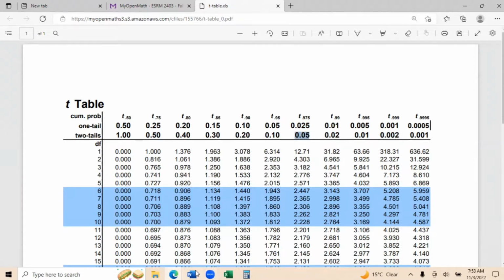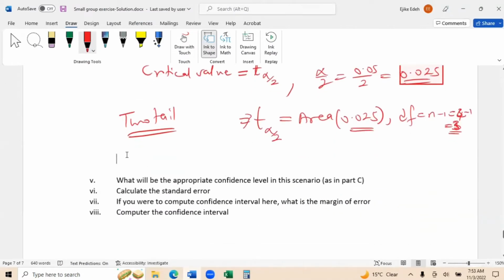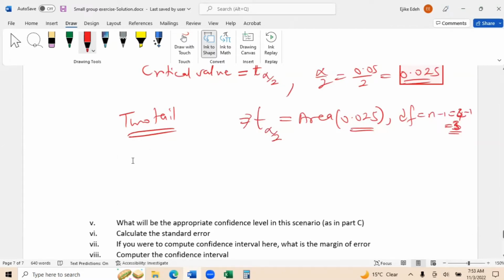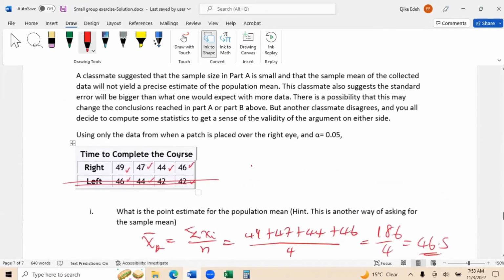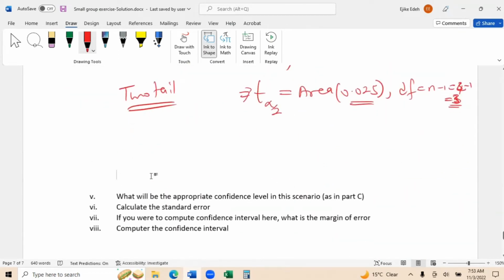So let me go back here and make that a bit clearer. Over here, we are conducting a two-tail test, remember? So alpha is your two-tail test, and alpha was given as 0.05.